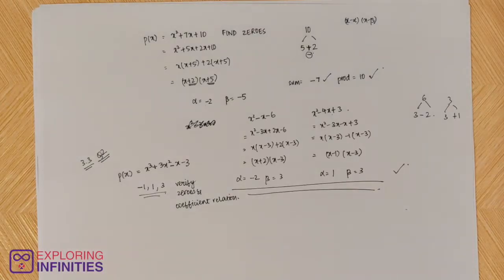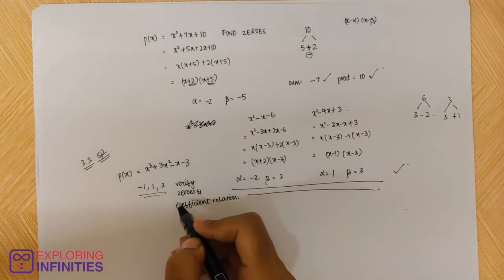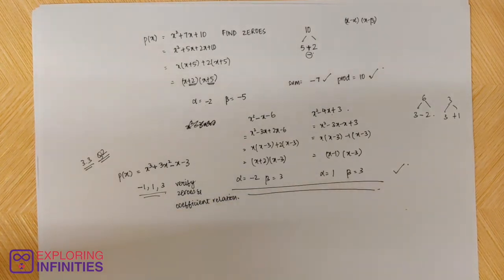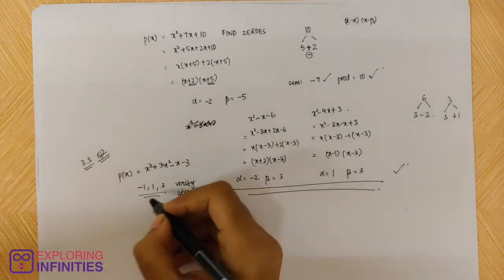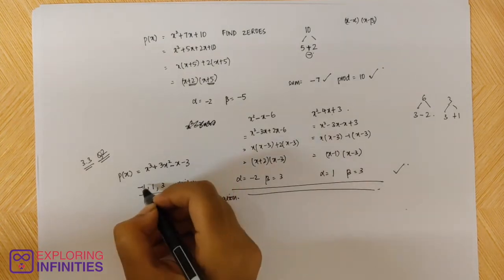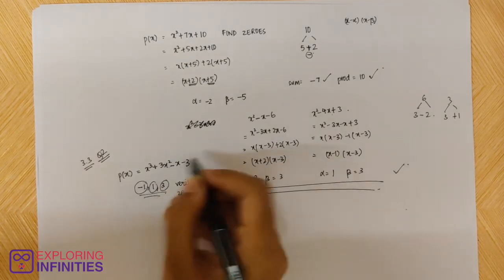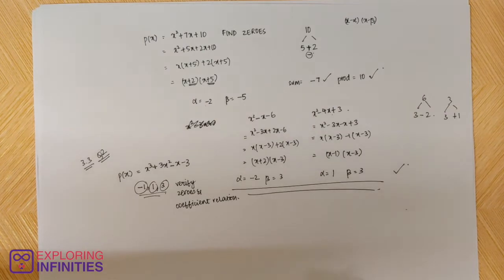Hi guys, welcome back. So in the previous class, we stopped with the question, verify these zeros and find the coefficient relationship with its zeros. So I hope that you guys have already substituted this. So I'll just verify the zeros and coefficients for you instead of wasting time.